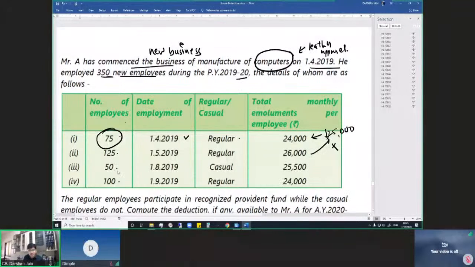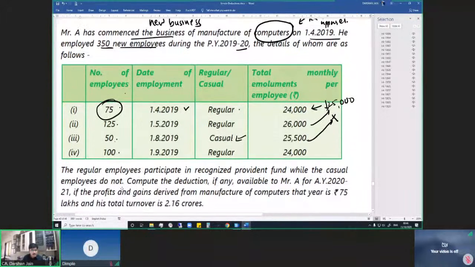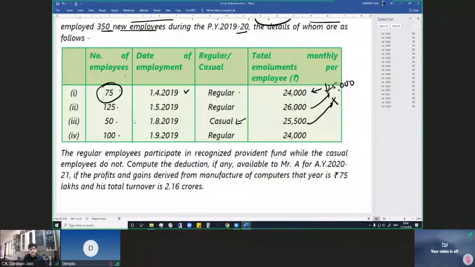As far as the next 50 employees that he has employed, they are casual employees. Again, the total emoluments paid is 25,500, greater than 25,000, and therefore no deduction would be allowable under 80JJAA, right? We are not concerned with whether it is greater than 240 days or less than 240 days for the time being, because the total amount of emolument exceeds 25,000 rupees.